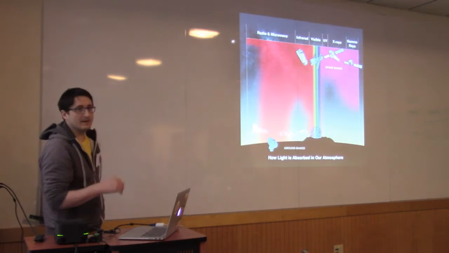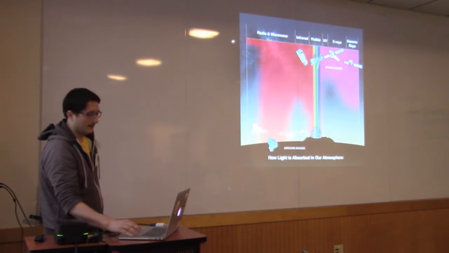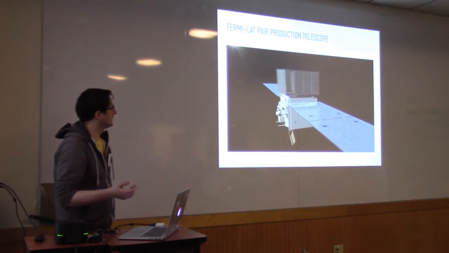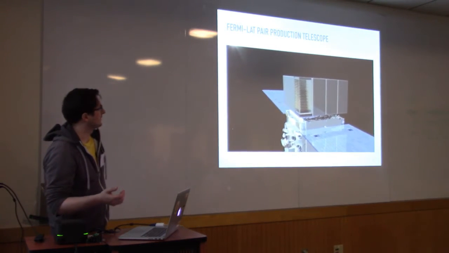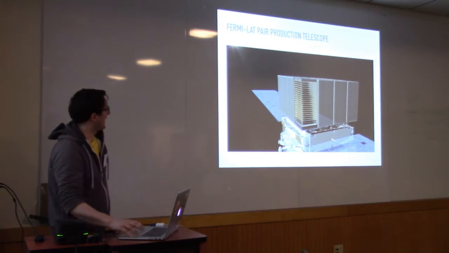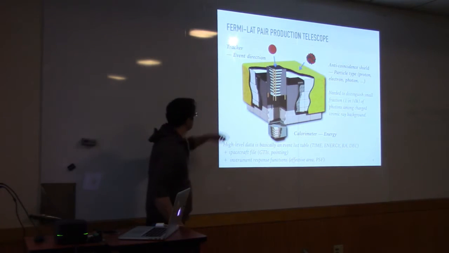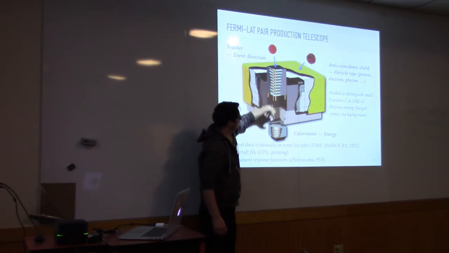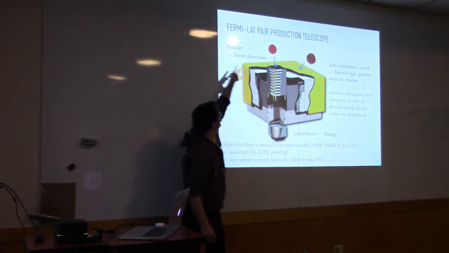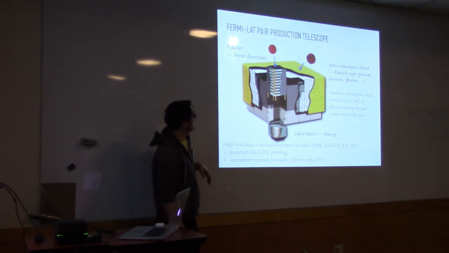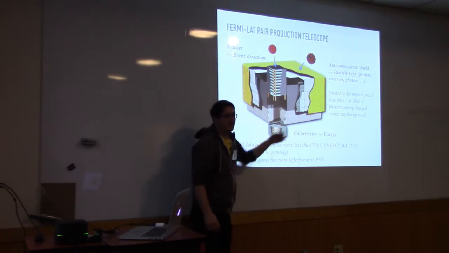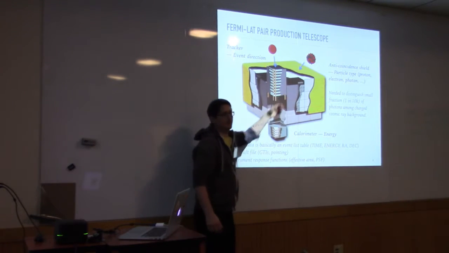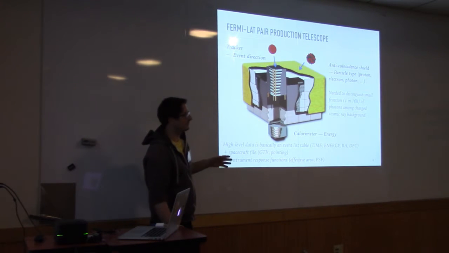Because gamma rays are absorbed by the atmosphere, the way to observe them is with a space telescope, and the best space telescope at the moment for gamma rays is the Fermilab space telescope. It's a pair production telescope. A photon comes into a tracker, converts into an electron-positron pair, and then you reconstruct these tracks and get the event direction of the incoming photon. There's also a calorimeter at the end, which gives you the energy of the photon, and an anti-coincidence shield where you can distinguish charged particles from photons.